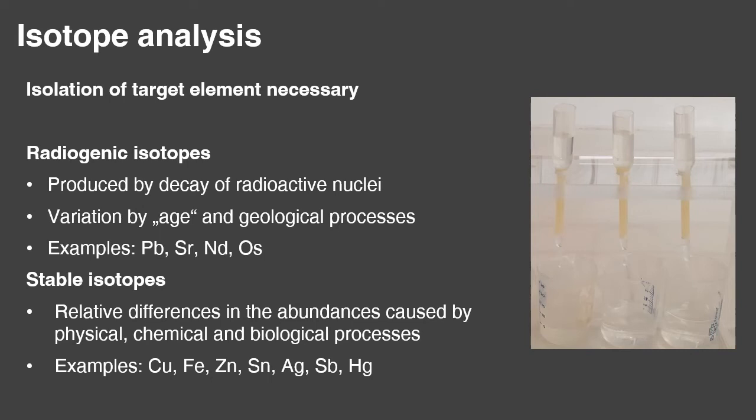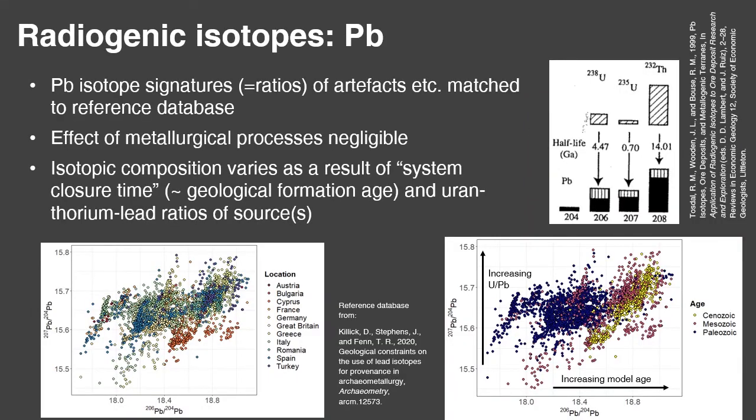Lead is an example of a radiogenic isotope system which is frequently used in archaeometric research to reconstruct the possible provenance of artifacts. Its application is based on matching the lead isotope signatures of artifacts with reference data of raw materials. This is possible since the effect of metallurgical processes on the isotope signatures is not measurable or negligible. Lead has 4 isotopes whose abundances and origin can be seen on the sketch on the right.